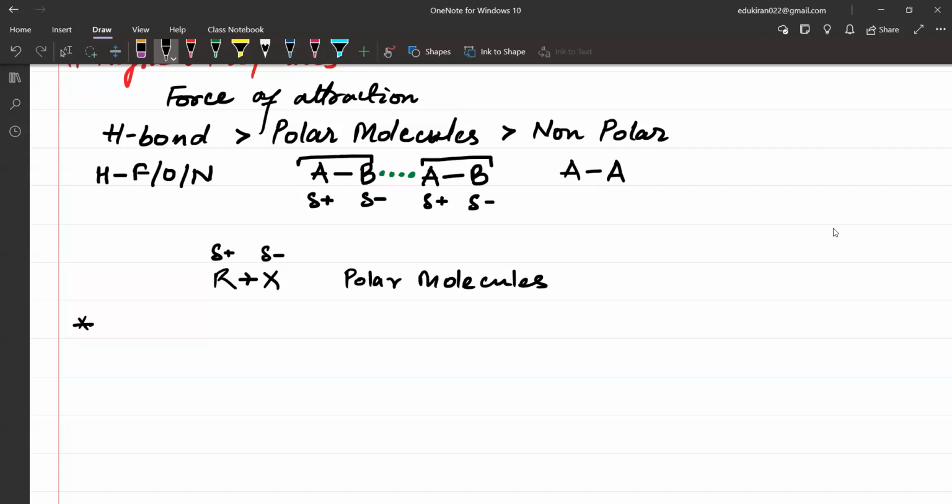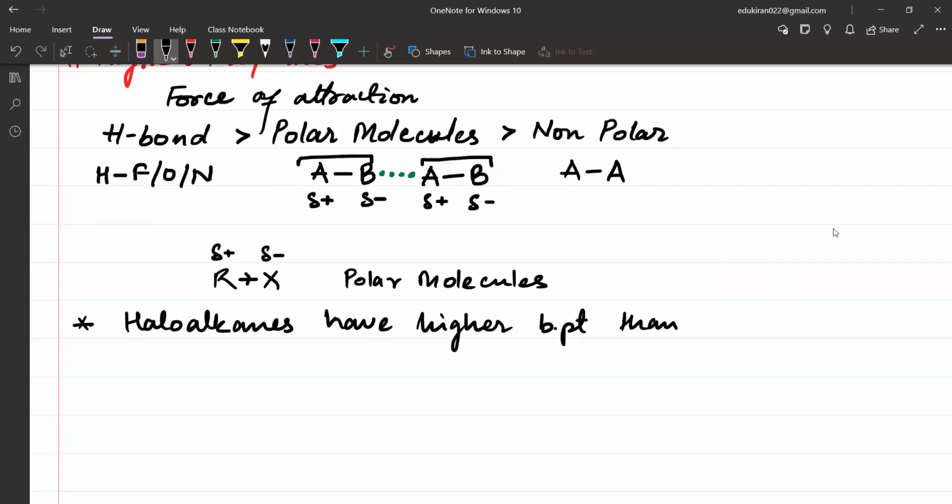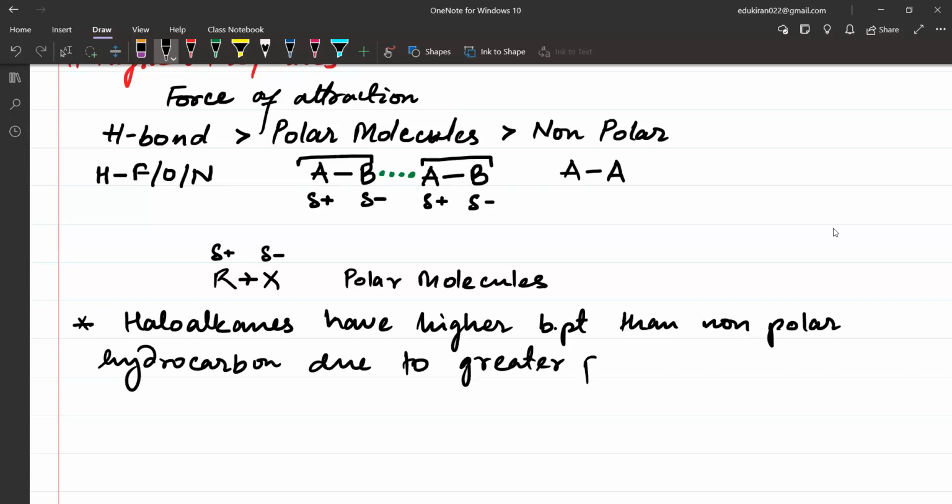So please write. Haloalkanes have higher boiling point than non-polar hydrocarbons, due to greater polarity and larger molecular mass.